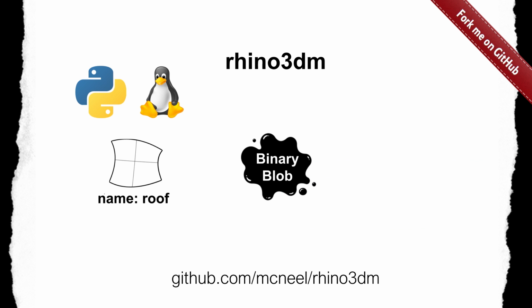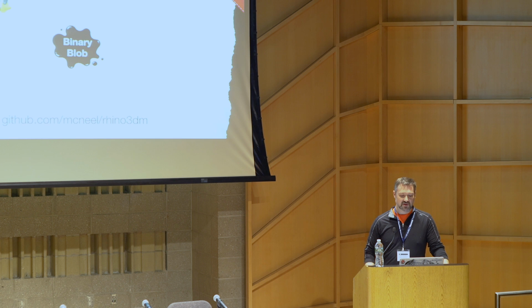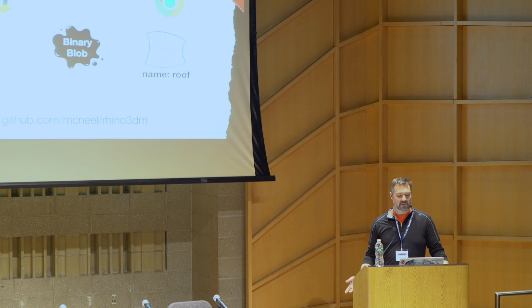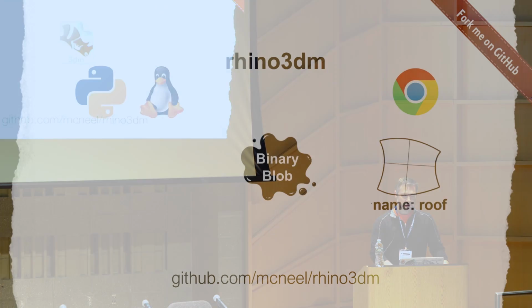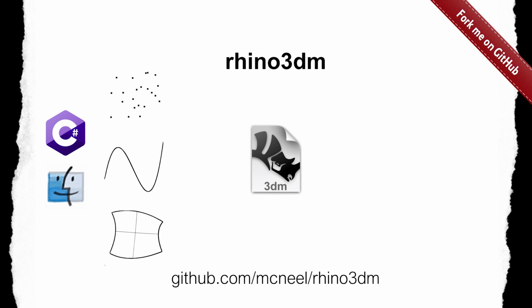You can save objects to binary blobs, in this case from Python on Linux. You can store these blobs on your favorite blob stores such as S3 or any of the other cloud services, or save them to your local disk, or put them in a database or whatever. And you can read that data from the binary blob here in Chrome using JavaScript in a web browser. You can also save many objects to a 3DM file. Here, for example, using C# on the Mac.